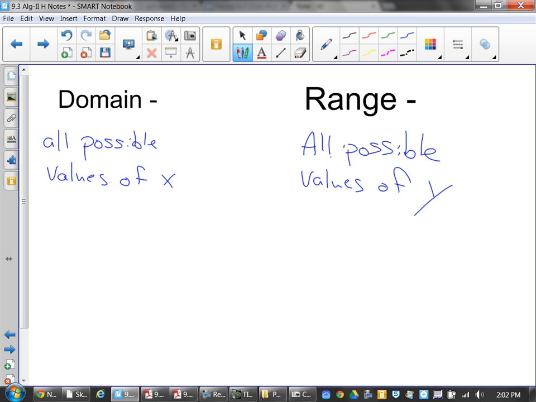So one of the things the way that I always remembered it, since it's x and y, domain and range, what comes first in the alphabet? Domain or range? Domain. Therefore, what comes first, x or y? X. Domain goes with x, range goes with y.